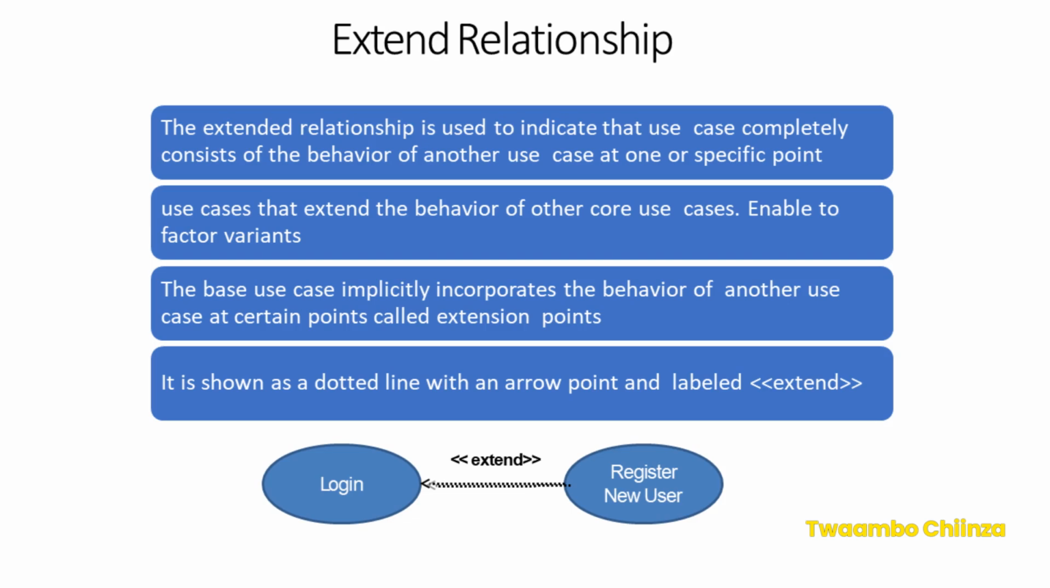The extend relationship in use case diagrams is used to indicate that one use case optionally includes the behavior of another use case at specific points in its flow. This relationship allows for additional functionality to be added to a base use case without altering its main purpose. It is represented with a dotted line and an arrow pointing from the extending use case to the base use case. For example, in an online shopping system, a place order use case might have an extension for apply discount code that is invoked only if the user chooses to enter a discount code.